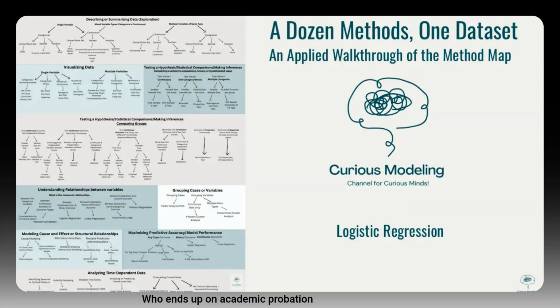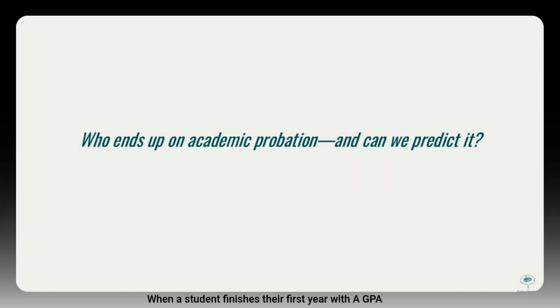Who ends up on academic probation, and can we predict it? When a student finishes their first year with a GPA below 2.0, they're placed on academic probation in many schools. But what led them there? Was it a lack of preparation, less engagement, demographic or living differences possibly?